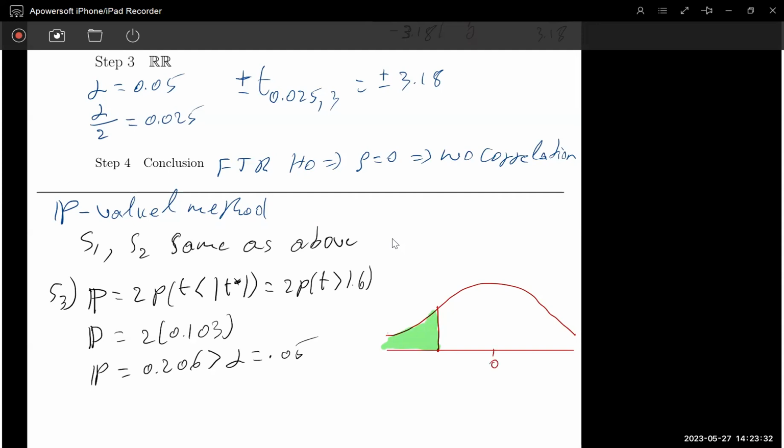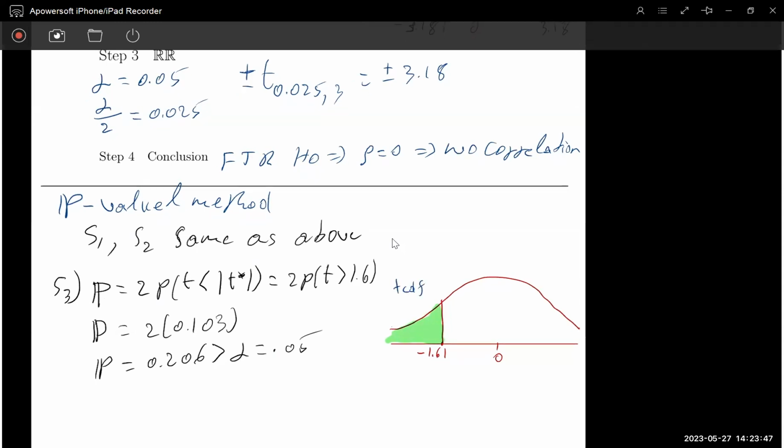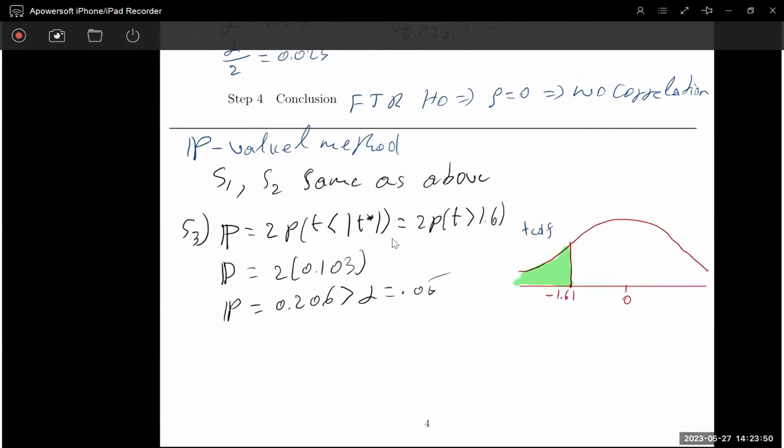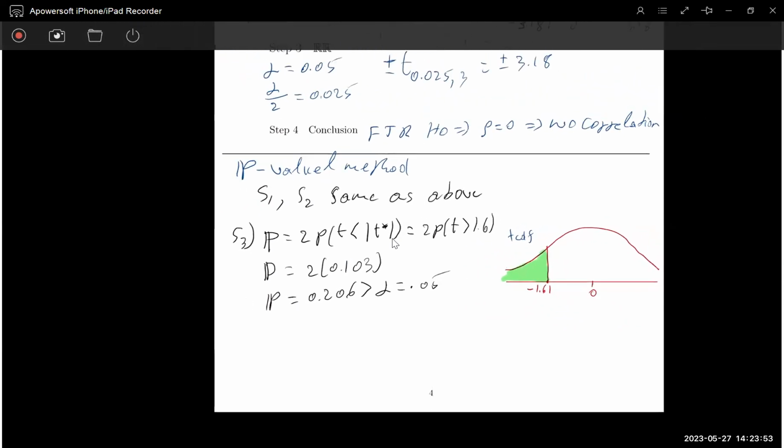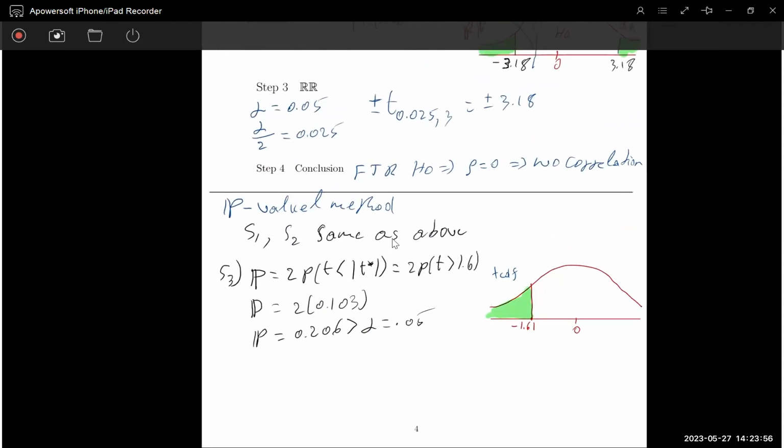So this one is 0, this one is minus 1.61. So we use tcdf, so we can get the lowest of that. So step four: fail to reject H0, therefore rho equals 0 and no correlation.